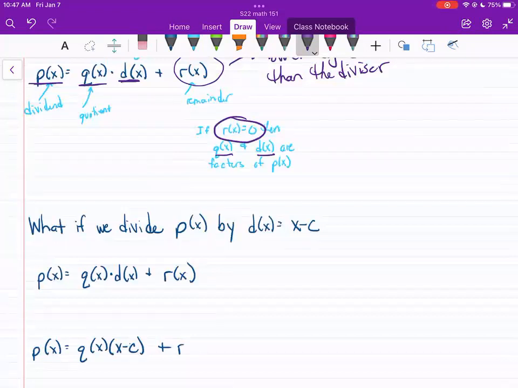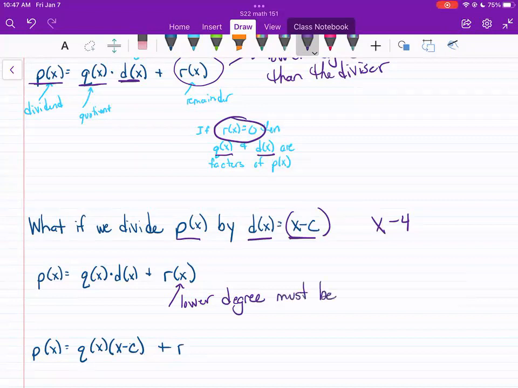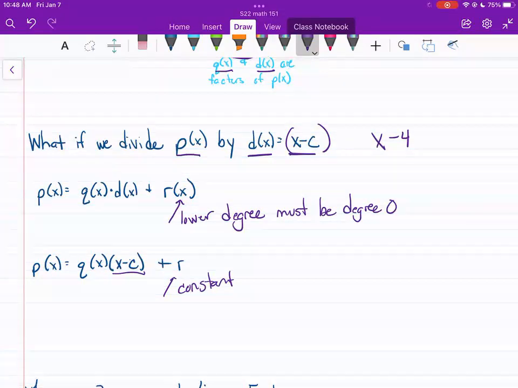If we divide some polynomial by a divisor that happens to be first degree, so notice this is something like x minus 4, then when we divide this, we know that the remainder has to have a lower degree. And if the degree of the divisor is 1, then the degree of the remainder here must be degree 0. And since that has degree 0, this is going to be a constant. So if we divide by a polynomial of degree 1, then that remainder is going to be a constant.